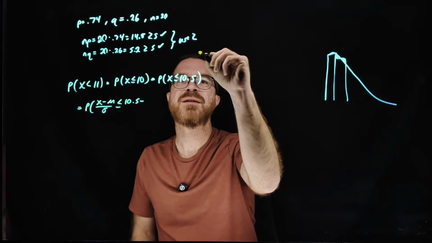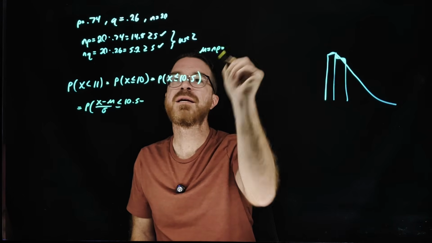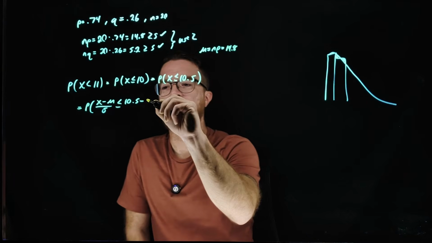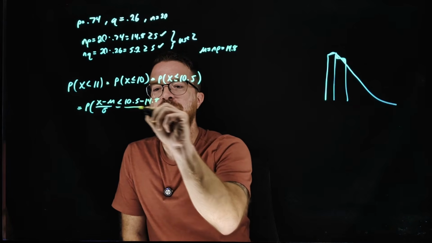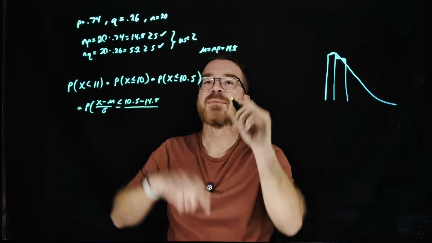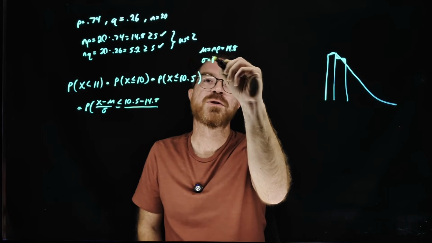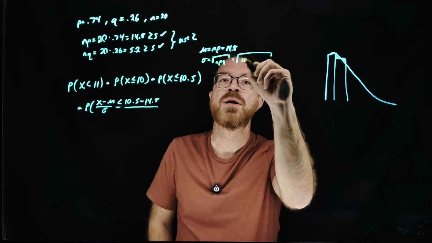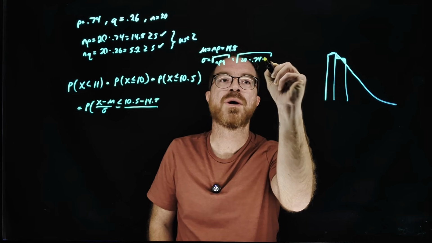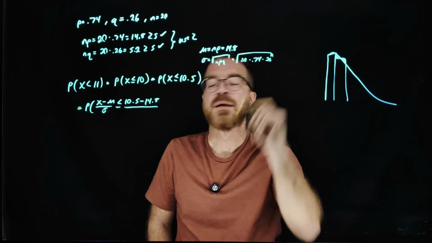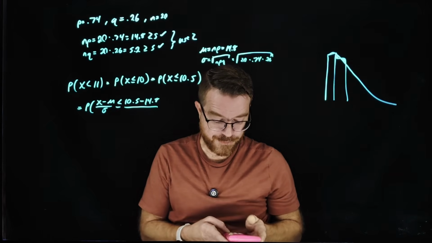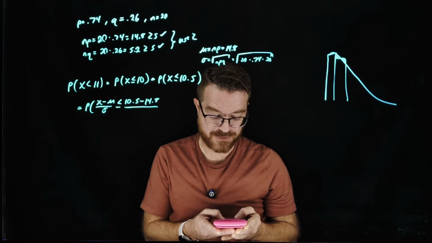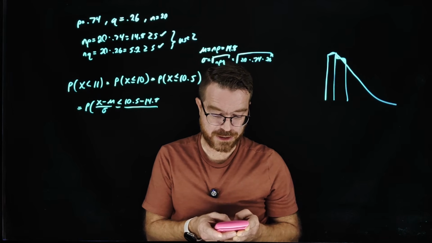To find our mu, mu is equal to n times p. We already found that. It's 14.8. So 14.8 divided by, now we need to figure out what our sigma is. Our sigma is going to be the square root of n times p times q, which is the square root of 20 times 0.74 times 0.26. So we're going to plug that into our calculator: 20 times 0.74 times 0.26.